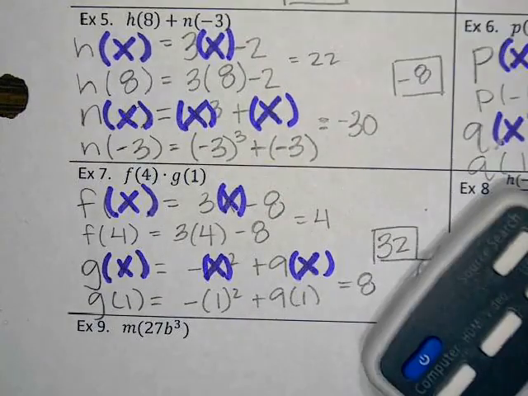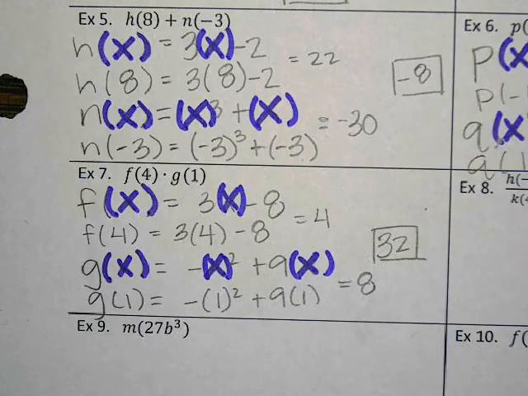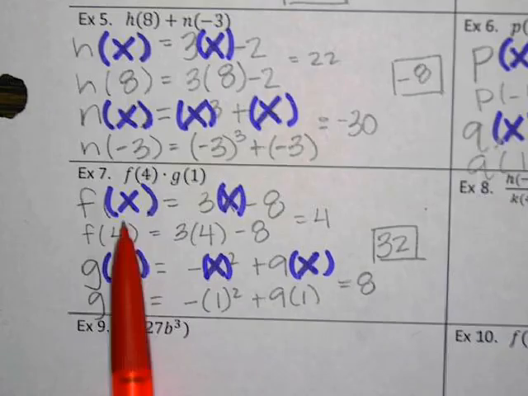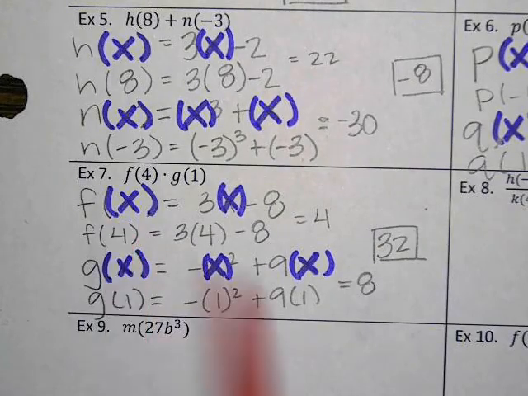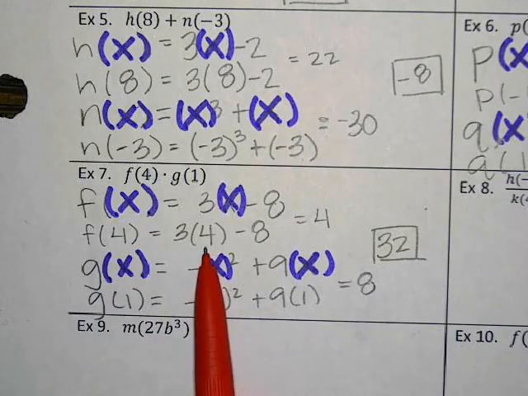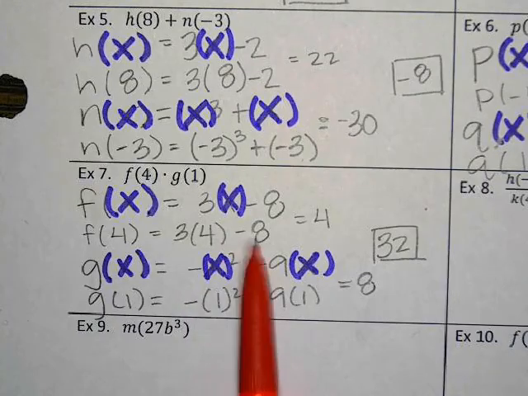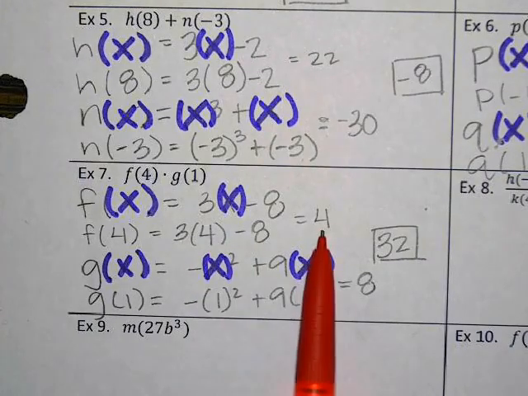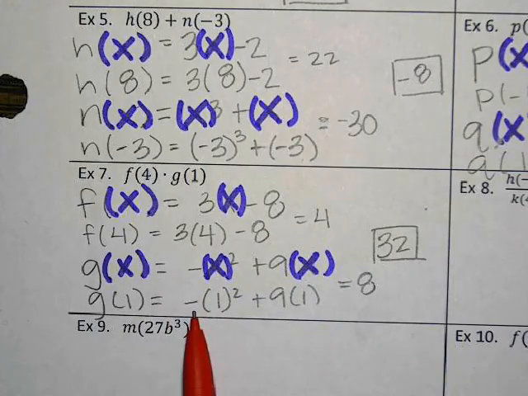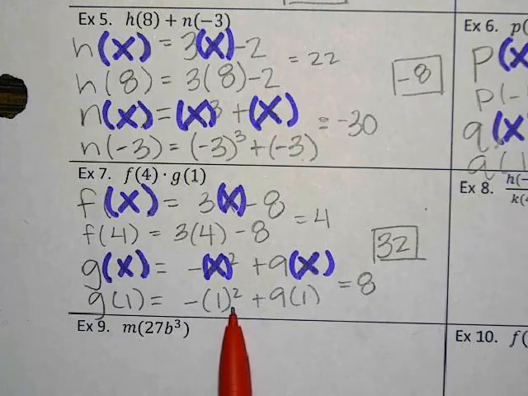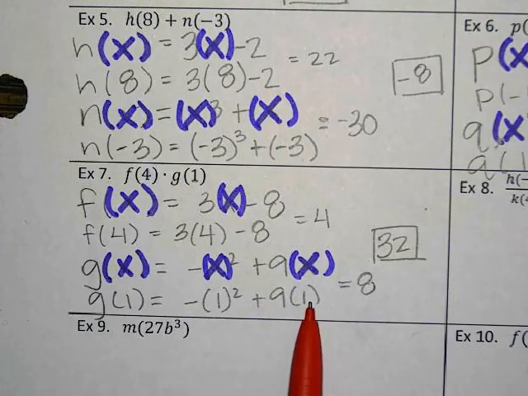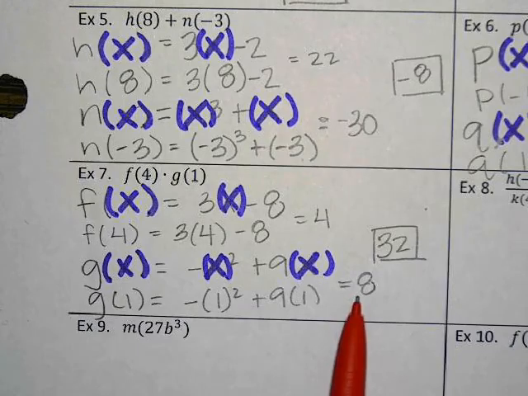32. Did we get 32? So for f, when we plug f in, we get 3 times 4 minus 8. 3 times 4 minus 8 is 4. Did we get that? For g, we get negative, the negative version of 1 squared, plus 9 times 1. When we plug that in, we get 8. 4 times 8, yep, because they said to multiply in the beginning. 4 times 8 is 32.